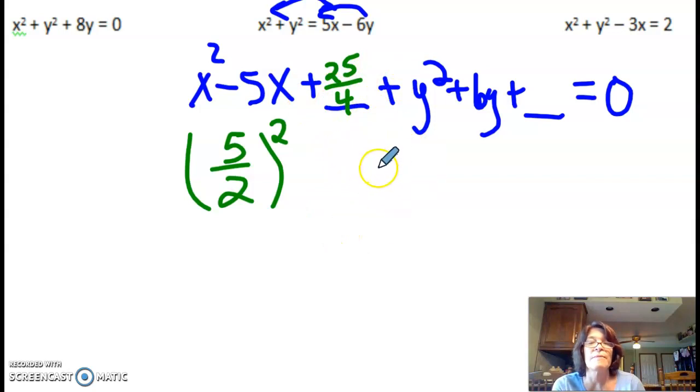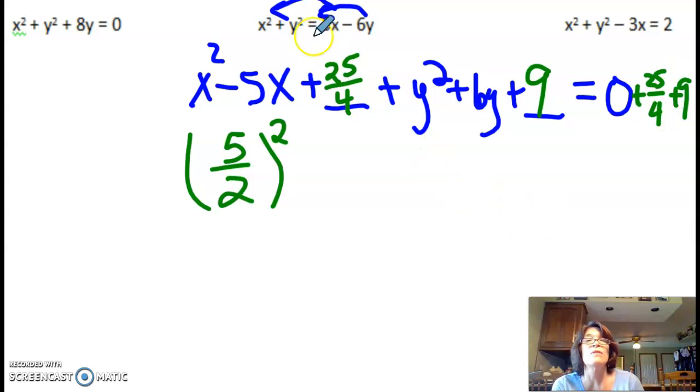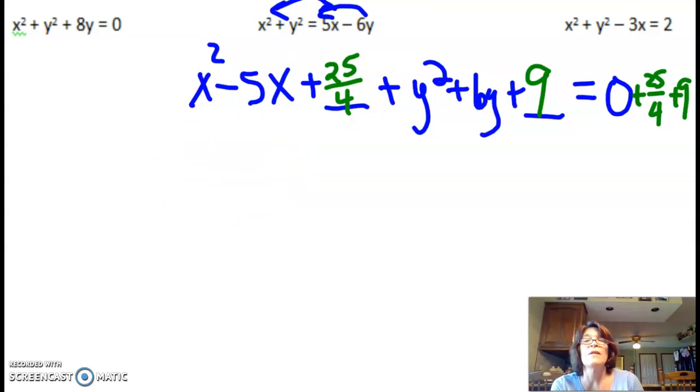I don't mind. Half of 6, yay. I like when I can take half the number. Half of 6 is 3. 3 squared is 9. Now be careful. I added 25 fourths and 9. So I better add 25 fourths and 9 to the other side as well. Okay, so here we go.